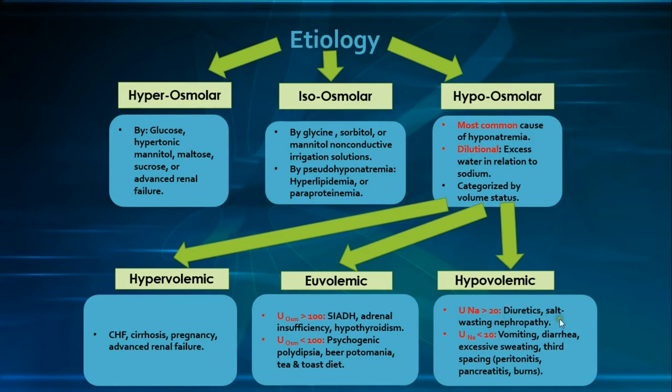Or it could be due to an increase in the natriuretic peptides release triggered by the injury to the brain, and this also causes an increase in the sodium excretion. And now coming to the extrarenal causes, where you have a urinary sodium excretion of less than 10.